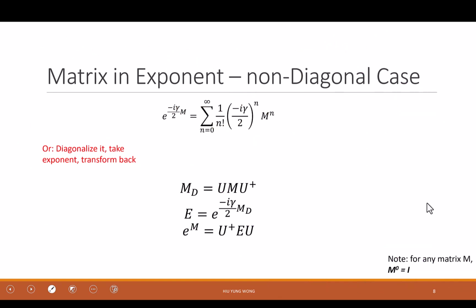So this is a summary of what I said. If you want to exponentiate this, now alpha becomes negative i gamma divided by 2m. What you can do is just write the Taylor series. That's exactly what I showed you earlier, because this is alpha to the power n. Now, what if it is not diagonal? What can you do? You either write the series or you do a transformation. Transform it to the basis in which it is diagonalized, exponentiate it, and then go back.